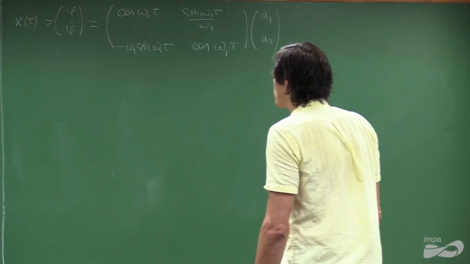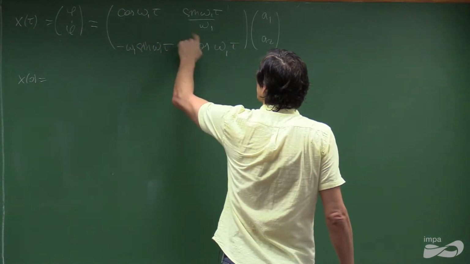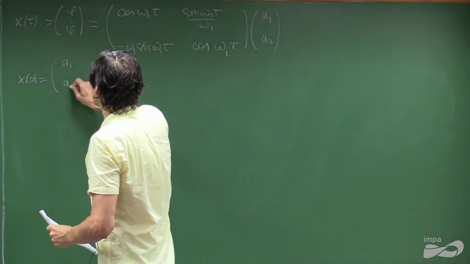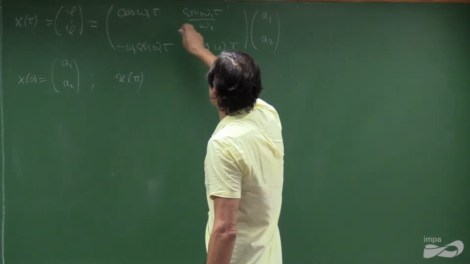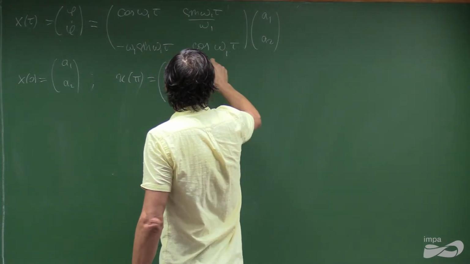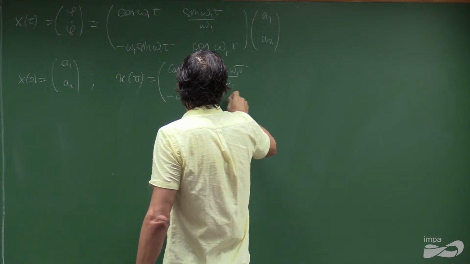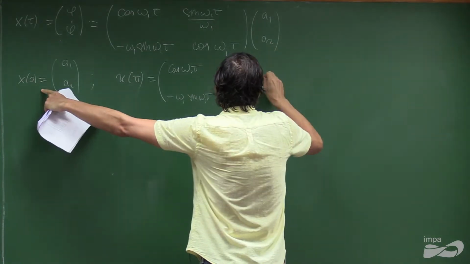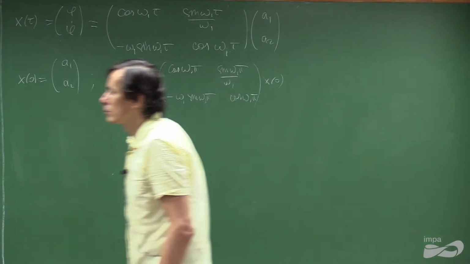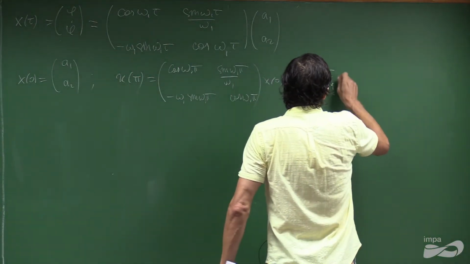And now what you do, compute x at 0. X at 0, you see this is 1, this is 0, 0, 1. So it will be the identity matrix, so it's just A1, A2. And then we also compute x at tau, x at pi. So you put just pi everywhere. A1, A2, but A1, A2 is x0. Then we compare this formula with what we wanted to find. So it's exactly that formula with the matrix F1. So we find the matrix. F1 is exactly this matrix.